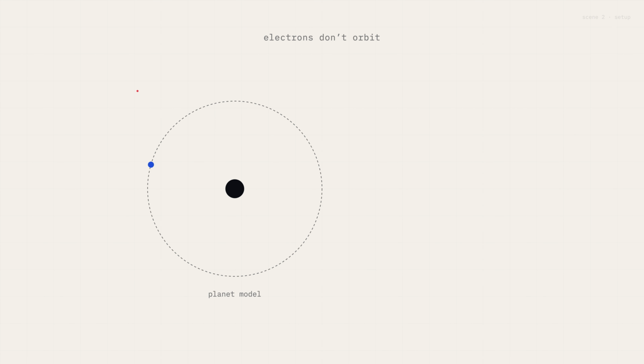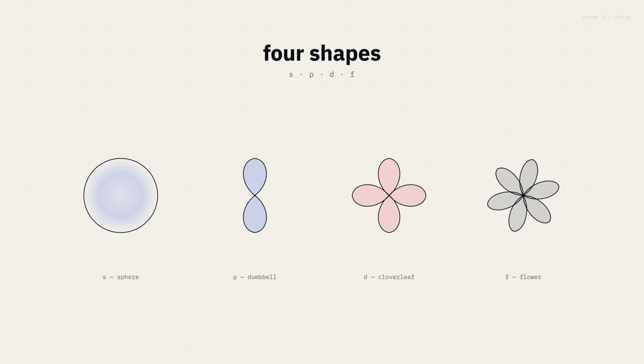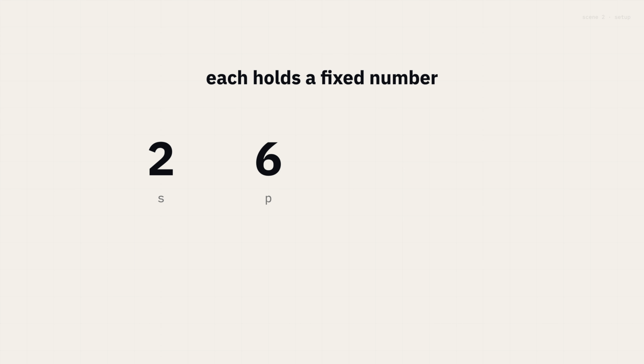So, okay, an electron doesn't actually orbit the nucleus. Not like a planet, it just lives in a region called an orbital, basically a 3D shape where it's likely to be hanging out. And here's the thing, there are only 4 shapes that matter. We call them S, P, D, and F. Each one holds a fixed number of electrons, and once you know those numbers, the table just snaps into place.